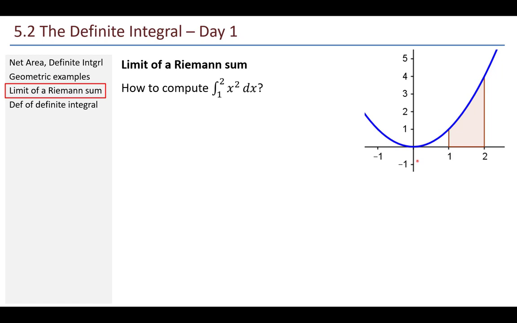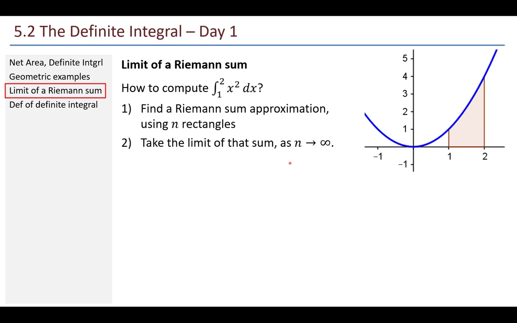So how do we actually compute the area? How do I actually compute this definite integral when I can't just use simple geometry? And this is really where calculus comes in. If I have a function like x squared, how will I compute area below that graph and above the x-axis? Two steps. Number 1, find a Riemann sum approximation using n rectangles. Then step number 2, take the limit of that sum as n goes to infinity. So let's work this out. The algebra can get a little tricky, but it's not too bad.